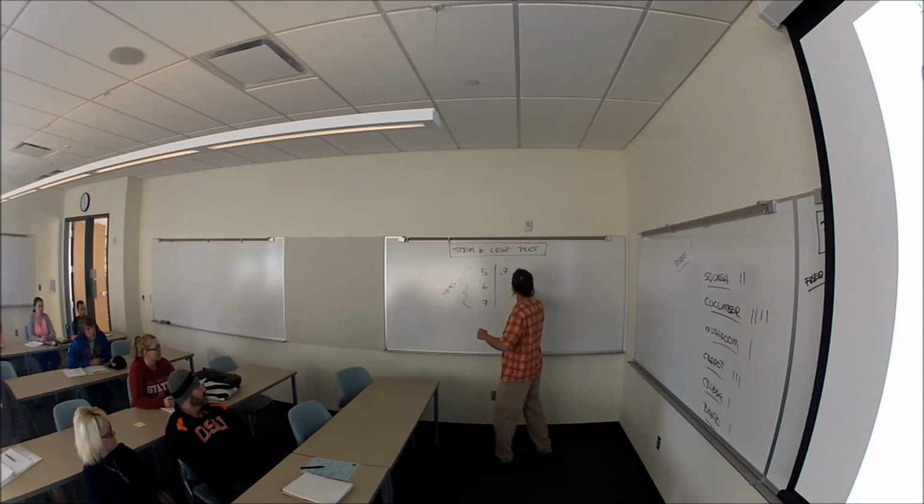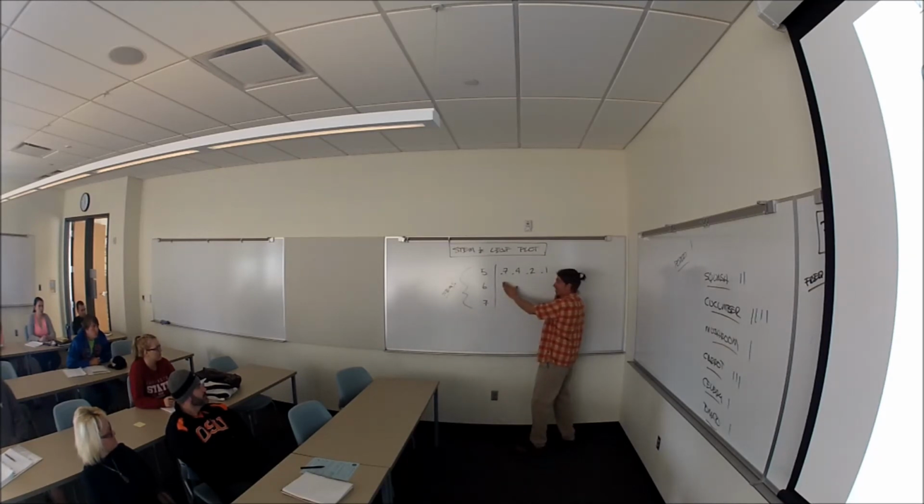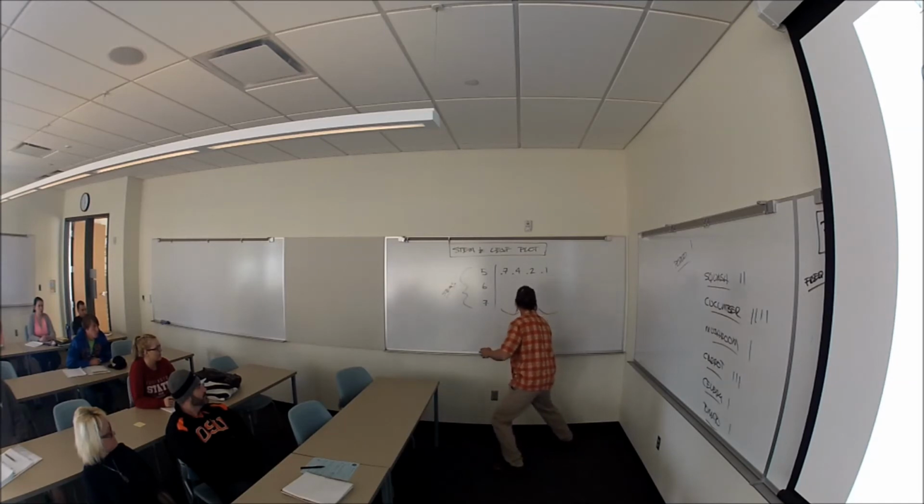0.4? Who else? 0.2. 0.2? Who else? 0.1? Those are the 5s. These are called your leaves. These guys over here are called your leaves.